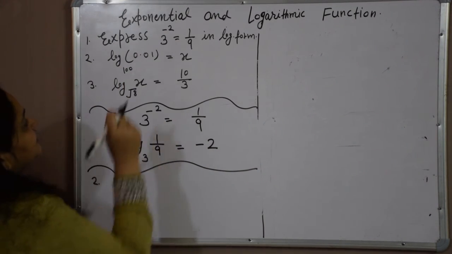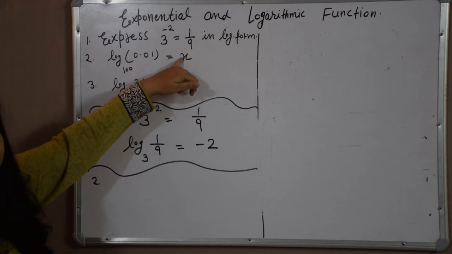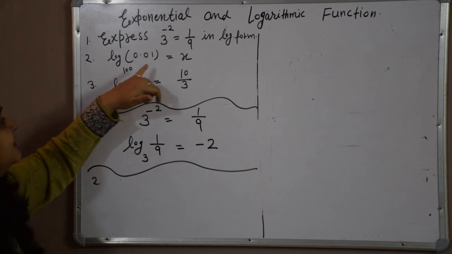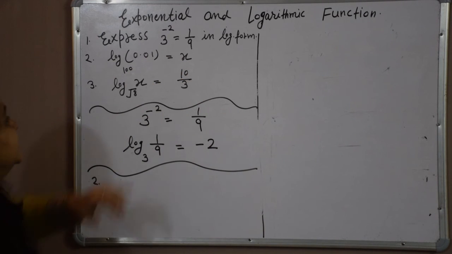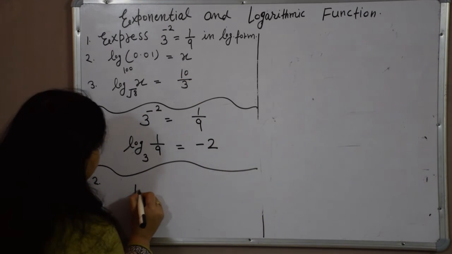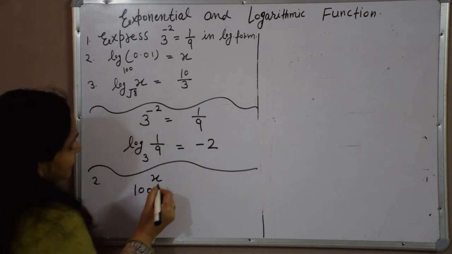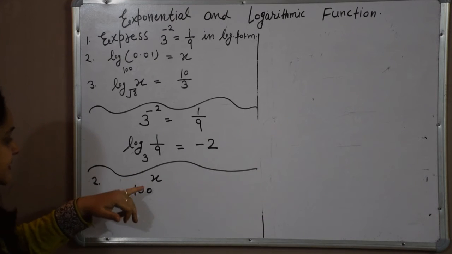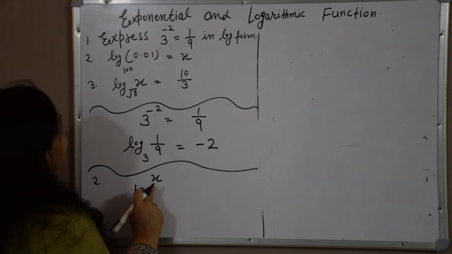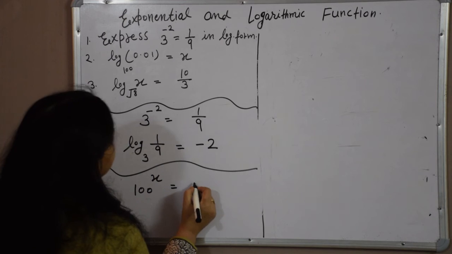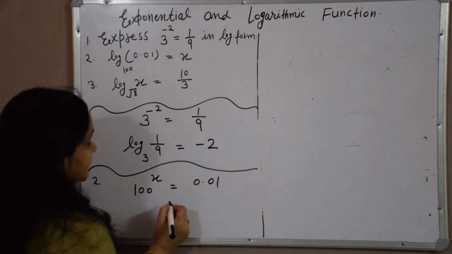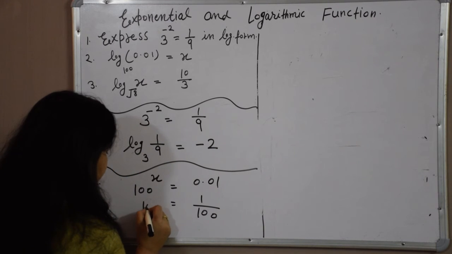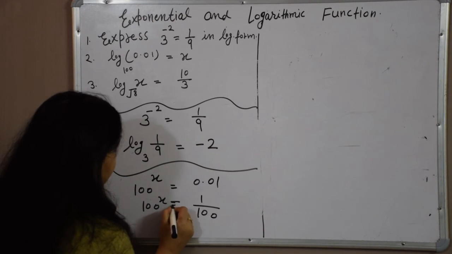Log of this is equal to x, and we have to find the value of x. So first of all we have to ask the question, what power of 100 will make it equal to 0.01? So 100 raised to power x, we don't know the power, we are considering it equal to x. What power of 100 will make it equal to 0.01, and we can write it 1 by 100. It is 100 raised to power x.